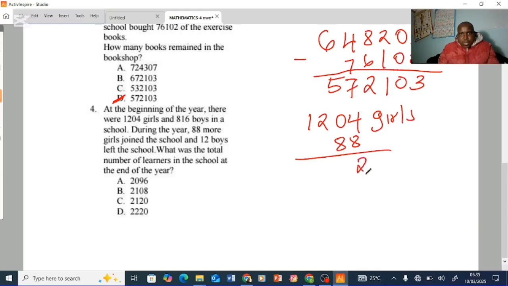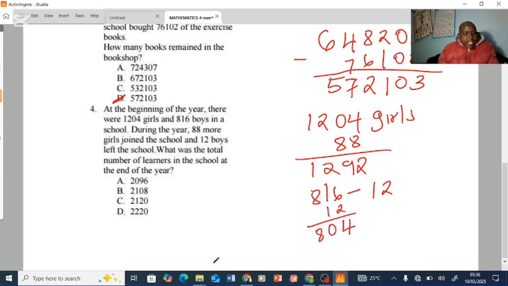of 1292 girls. The boys, we had 816 boys, 12 left, you subtract 12. So how many boys left? 408. We have 804 boys in the school now.